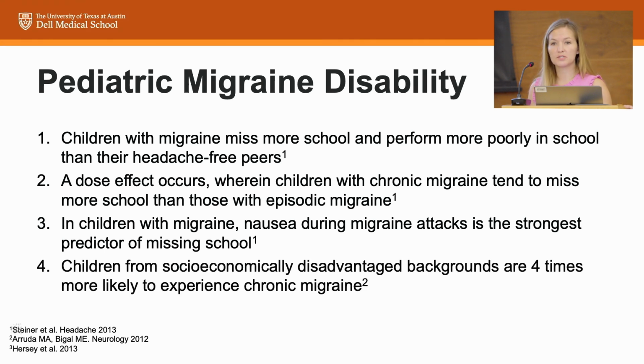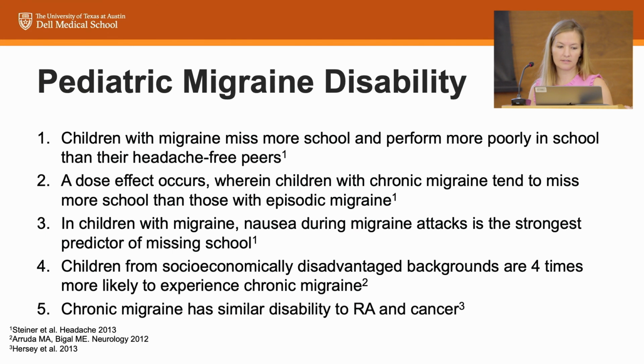We know that children from socioeconomic disadvantaged backgrounds are about 4 times more likely to experience chronic migraine compared to episodic migraine. And in this really incredible study done at Cincinnati Children's, they found that chronic migraine in the pediatric population had similar disability to rheumatoid arthritis and pediatric cancer diagnoses. So this truly affects every aspect of this child's life, and not only the child's life, but it tends to affect the entire family's life.